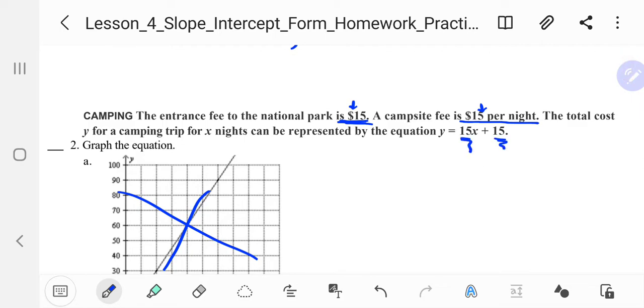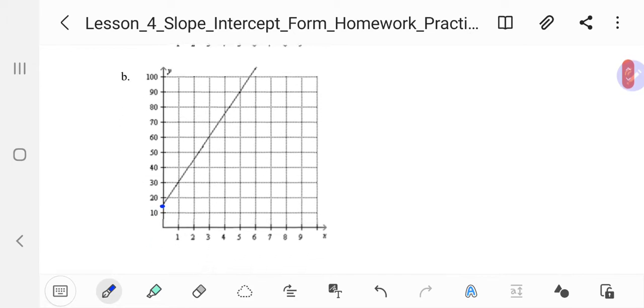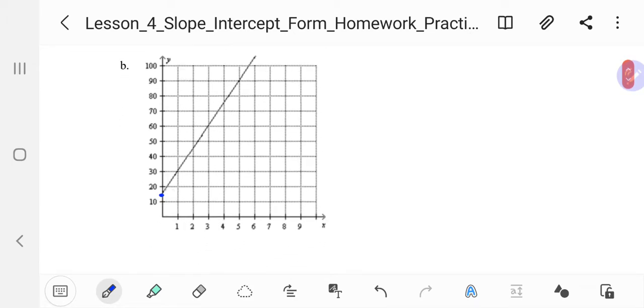Now we got to look at the slope, which I'm going to say is 15 over 1. Knowing what that represents is important. It's $15 per night, right? $15 for every one night. So when we go to our graph, we want to see a rate of change of, okay, so it increases by $15 because it went from 15 up to $30. Okay, that's the height of this other dot.